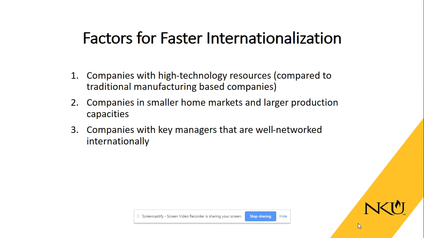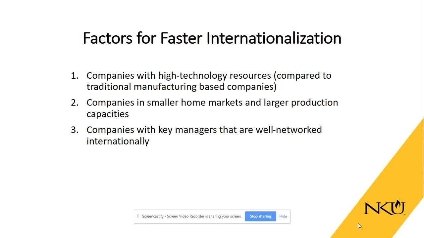We also see that companies that have smaller home markets and large production capacities do tend to internationalize faster. So if you already have a large home market or you have small production capacities, it's much harder to go international. Obviously, you need that large production capacity to increase your production of your product to sell overseas.